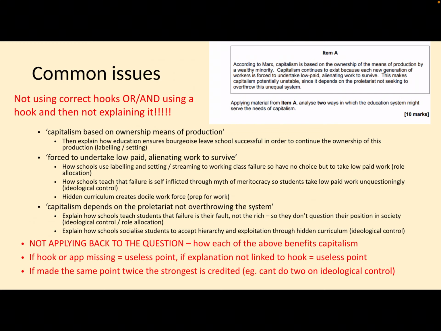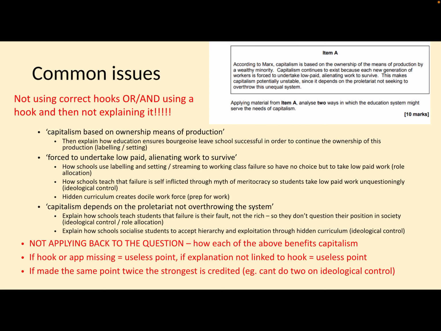Again, if the explanation that you've written is not in any way connected to the hook that you've used, that point becomes useless, so I won't have credited it. So look out for my annotations where I've got a summary of how I've marked each point at the end. You'll be able to see if any of those things are missing, like if it says no hook, no app, explanation not linked, that means that entire point will have been pretty much useless. And if that's happened twice, the most you can get is 3.